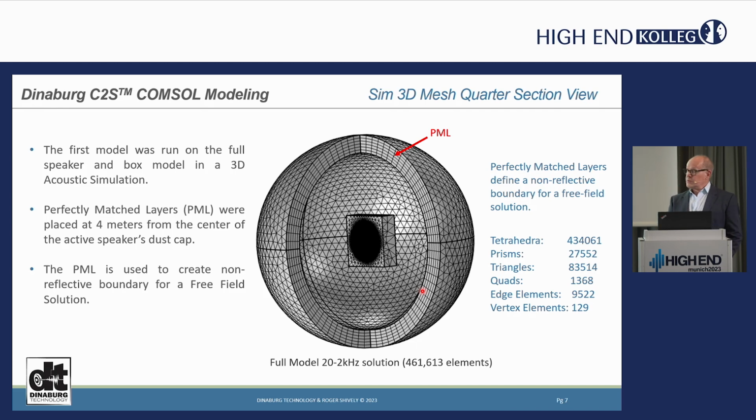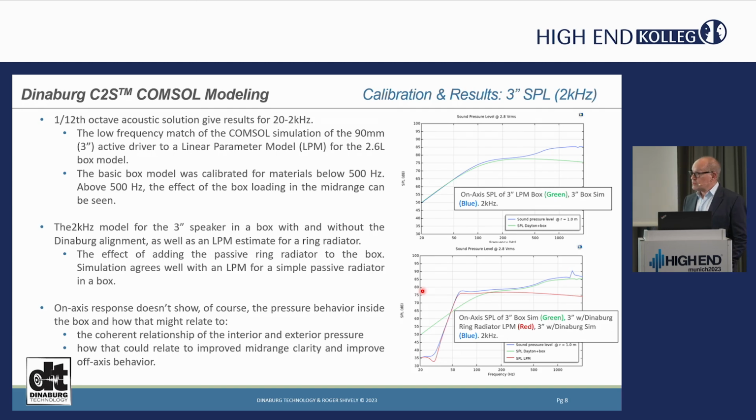And that was the size of this model. It was three-dimensional, and it was a full model of the components. And we did a 12th octave analysis on that just to calibrate the material properties and the performance. We also compared that to a lumped parameter model. And this whole enclosure was about 2.6 liters for the box. And so what we've done is calibrated it, the 3-inch. This is a 3-inch driver, about a 90 millimeter diameter model in the box using an LPM.